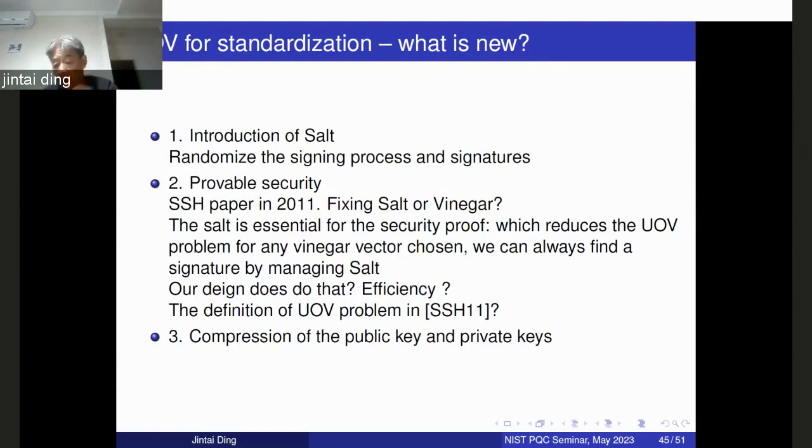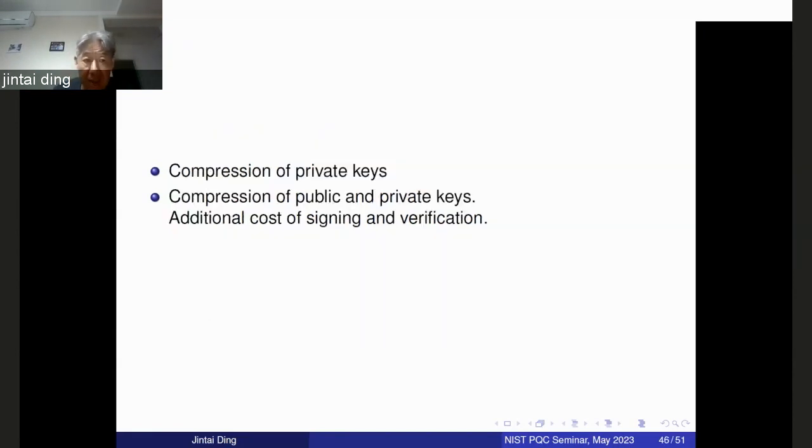However, this comes at a cost. If you store your keys, public key or private key, in the compressed form, then you have to expand it to sign, and you have to expand it in order to do the verification. Therefore, your efficiency will be reduced. So that's what we do differently. This is what we do new.